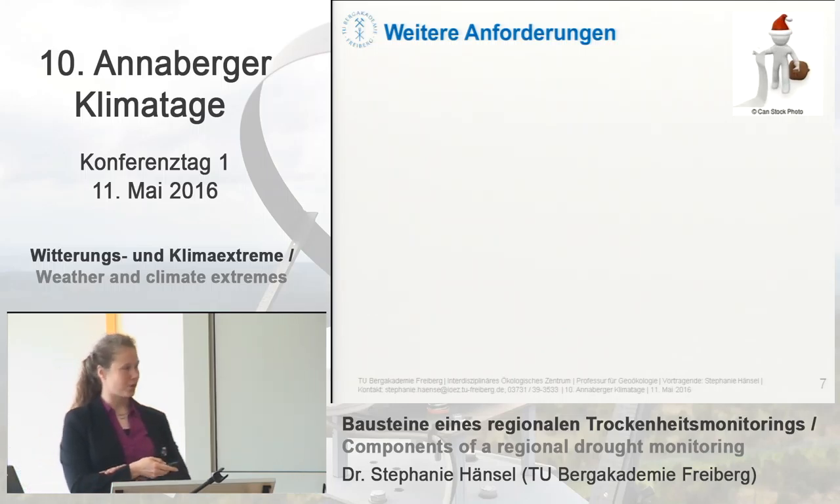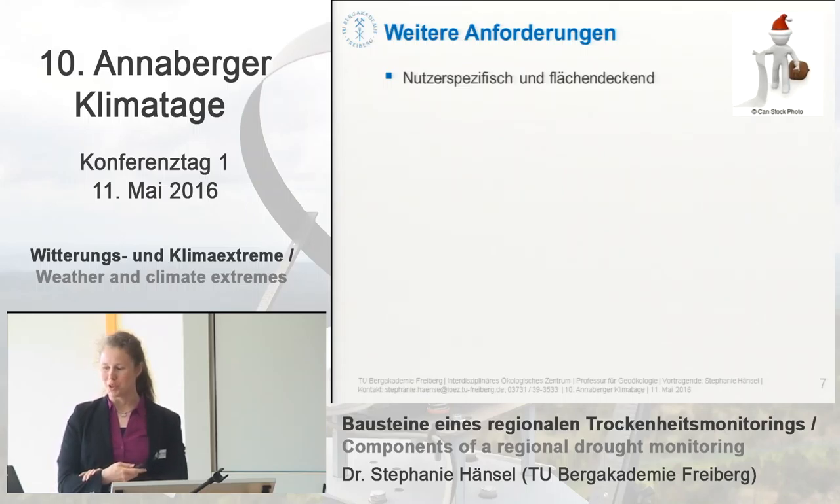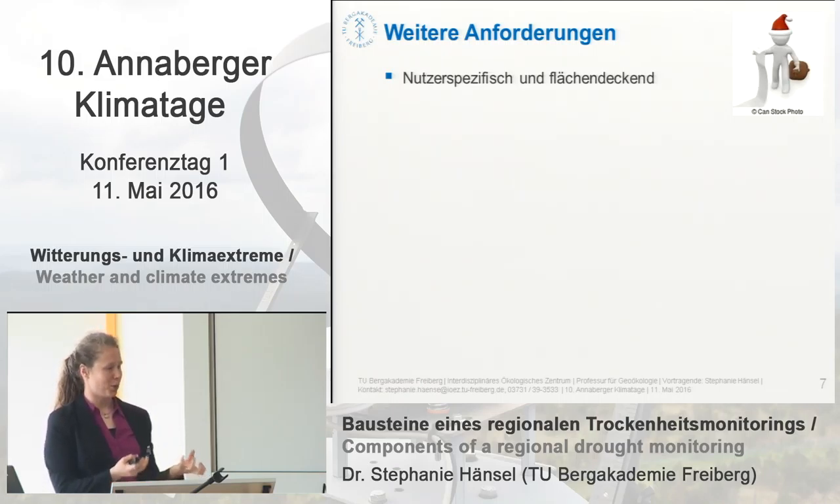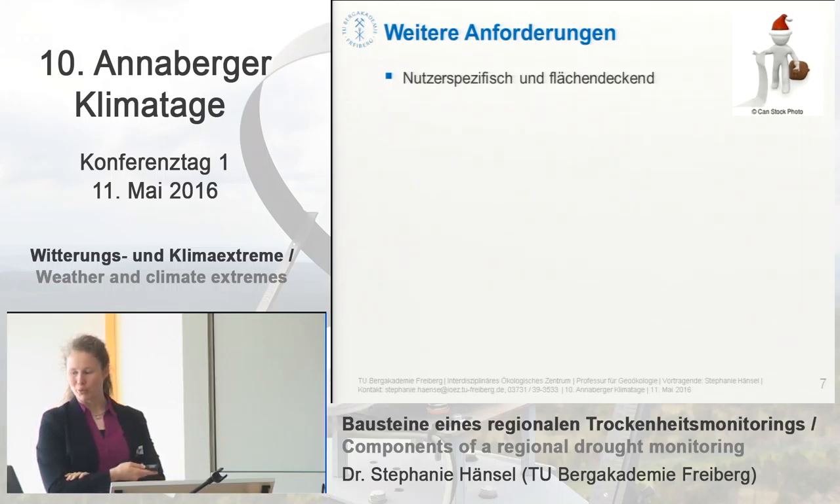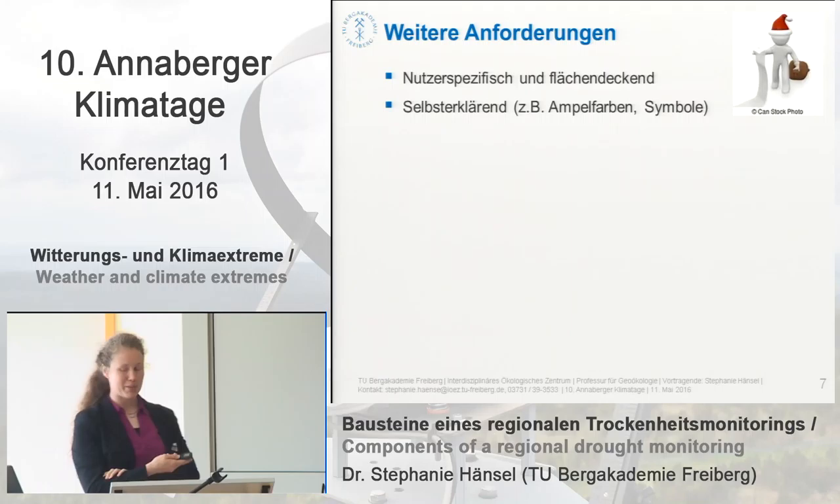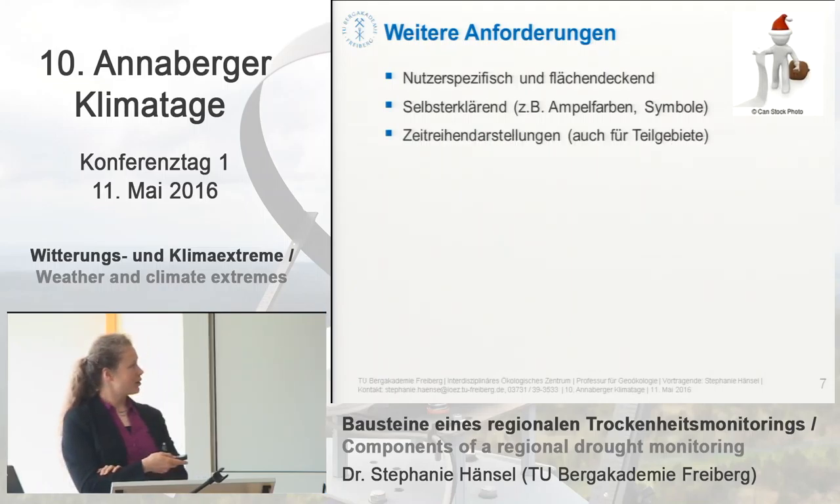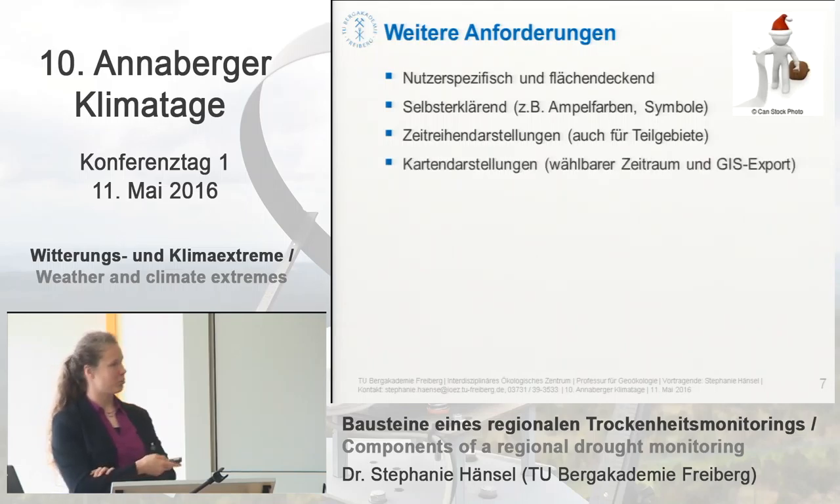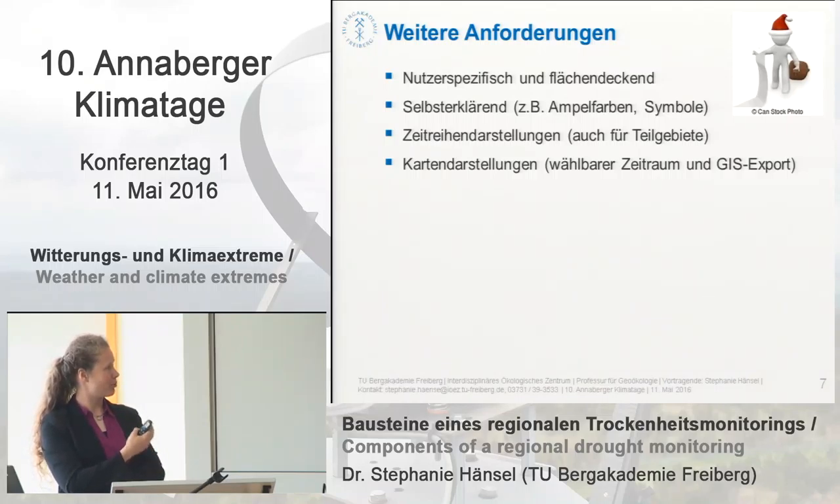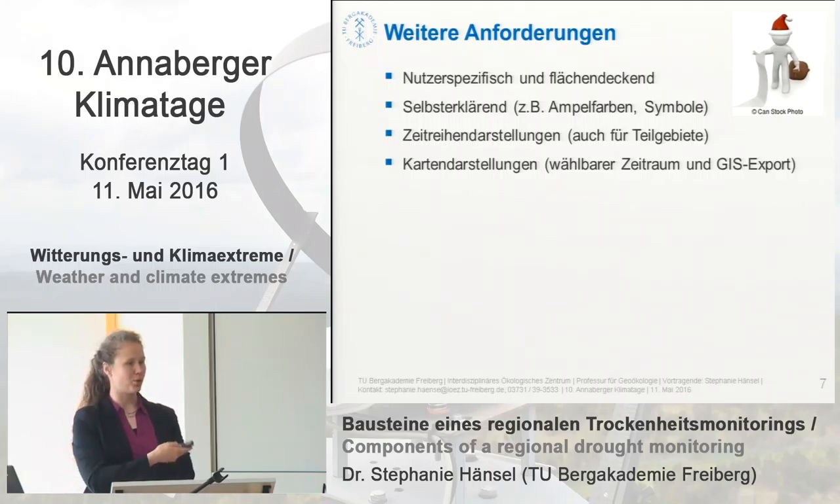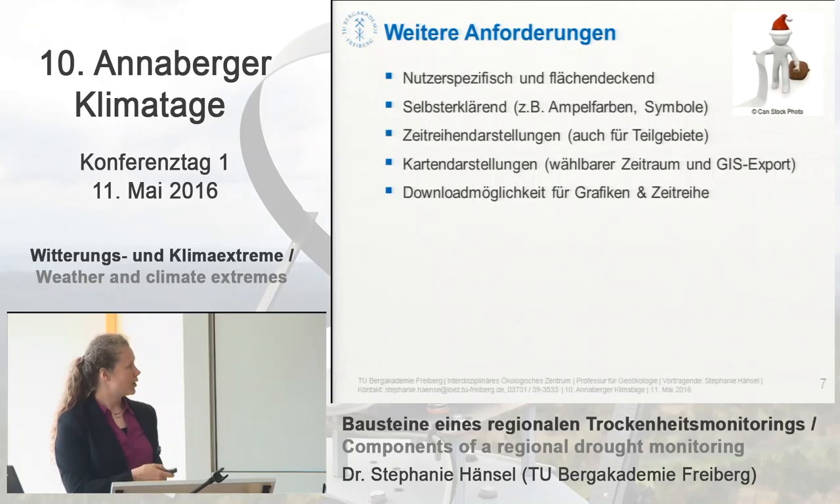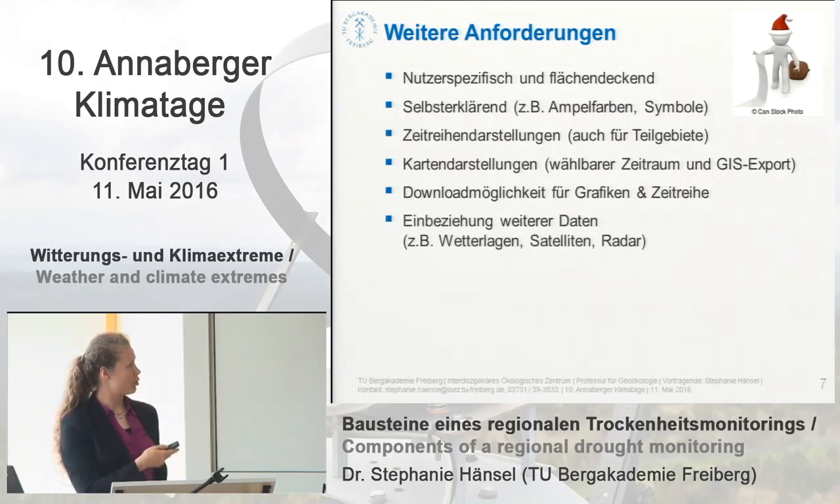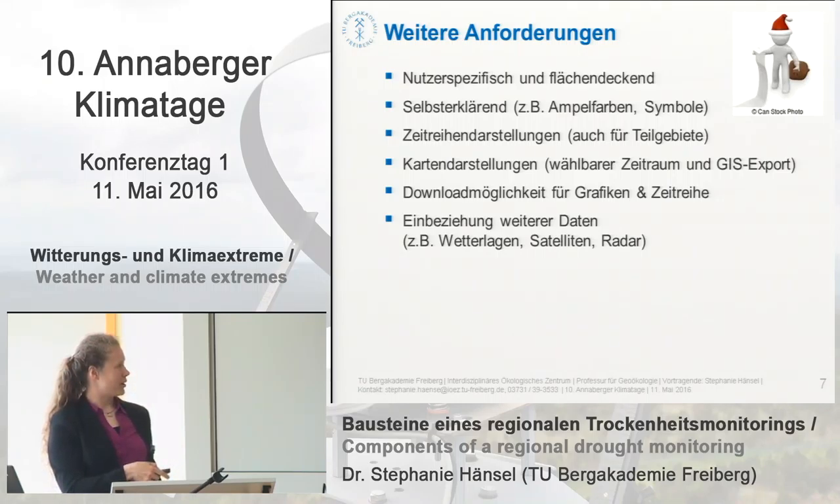Which further needs or requirements, list of wishes, so to say? What should this tool be able to do? In terms of hydrology, agriculture, forestry, for example, should it be general or more specific? It should cover the entire area of Saxony, should be rather simple, self-explaining, should provide time series, not only maps, with a selection of sub-regions, partial areas for mapping. The period should be selectable, and a GIS export function should be available, and all these time series, graphics, charts and maps should be downloadable.